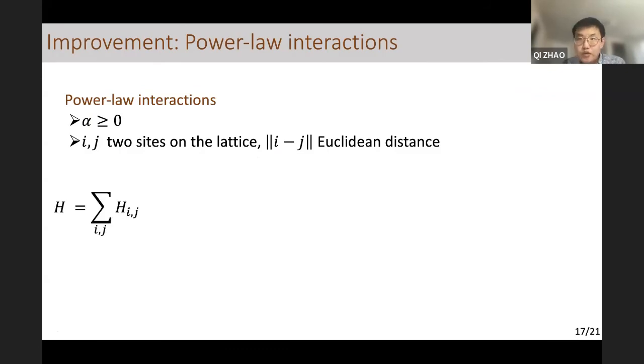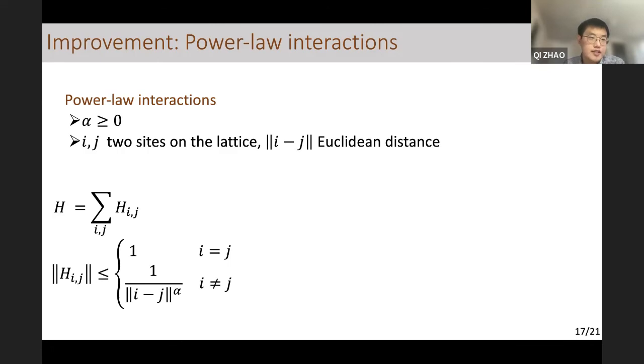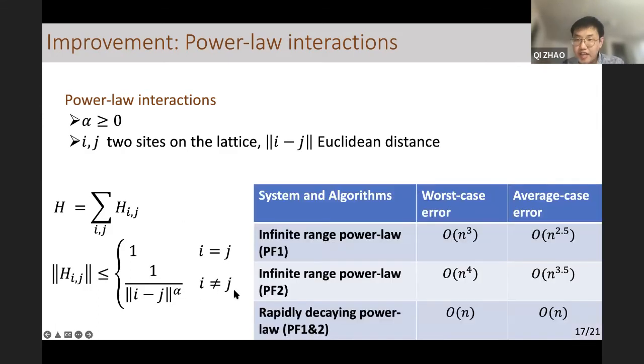For this type of Hamiltonian, it's a kind of two-local Hamiltonian. Its spectral norm for each term is related to the distance between two sites on the lattice. We mainly consider two types of power law interactions. One is the infinite range power law, the alpha equals 0 case. It means that for two sites far away from each other, they still have interactions. In this case, for both the first order and second order product formula methods, we have a square root of n error reduction.